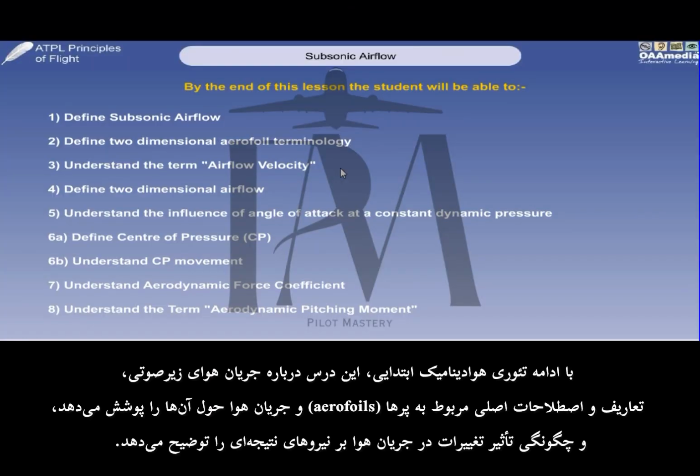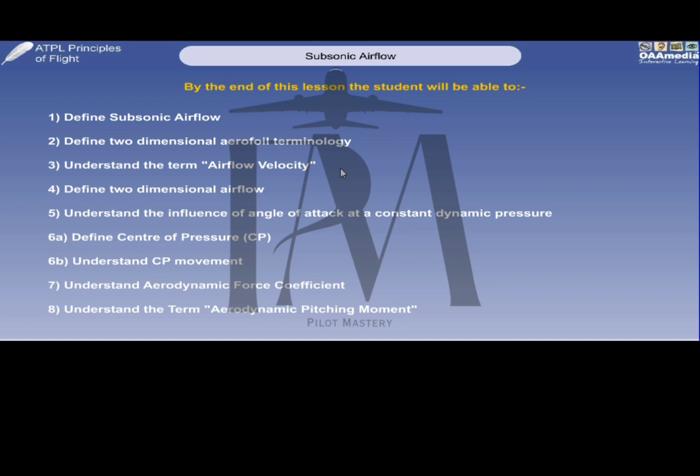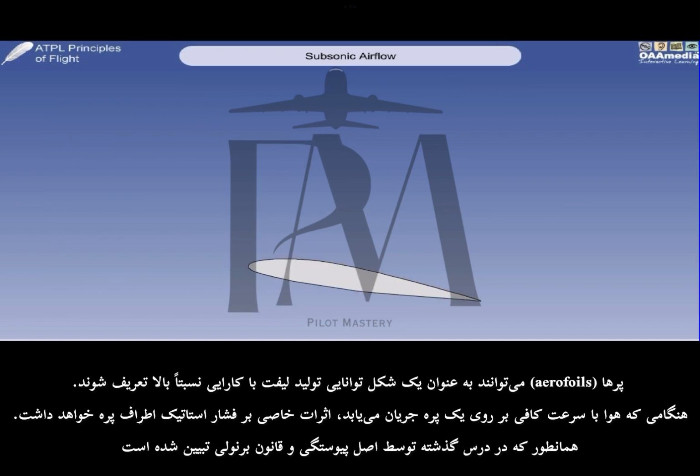Following on from basic aerodynamic theory, this lesson on subsonic airflow will cover the principal definitions and terminology concerning aerofoils and the airflow around them, and how changes in airflow affect the resultant forces. The aerofoil can be defined as a shape capable of producing lift with relatively high efficiency.